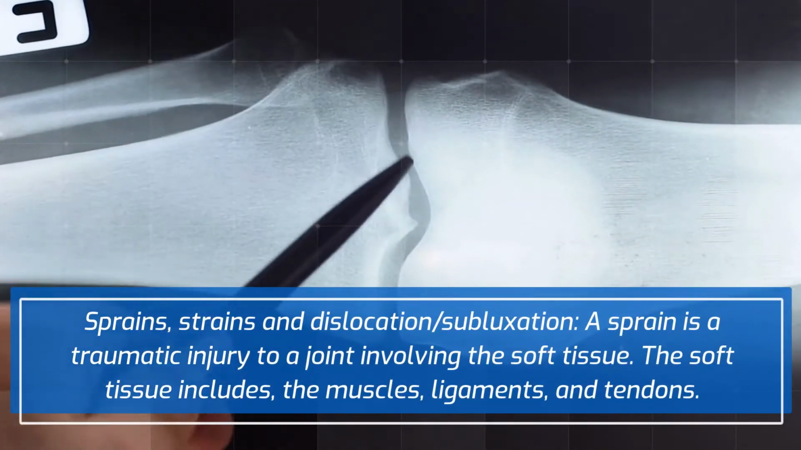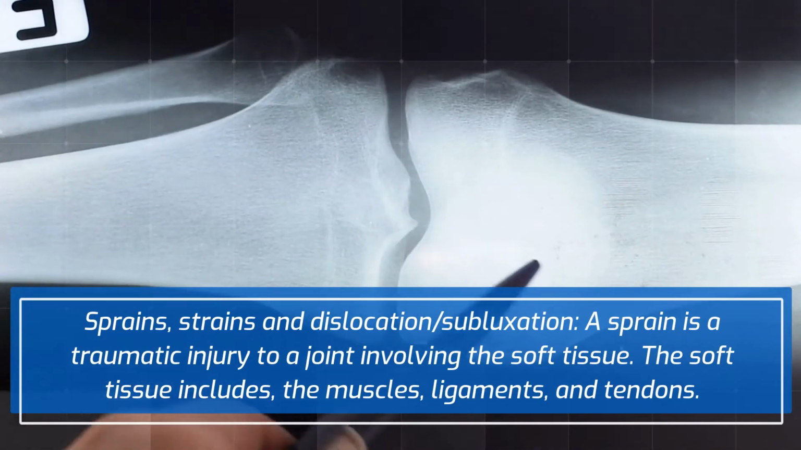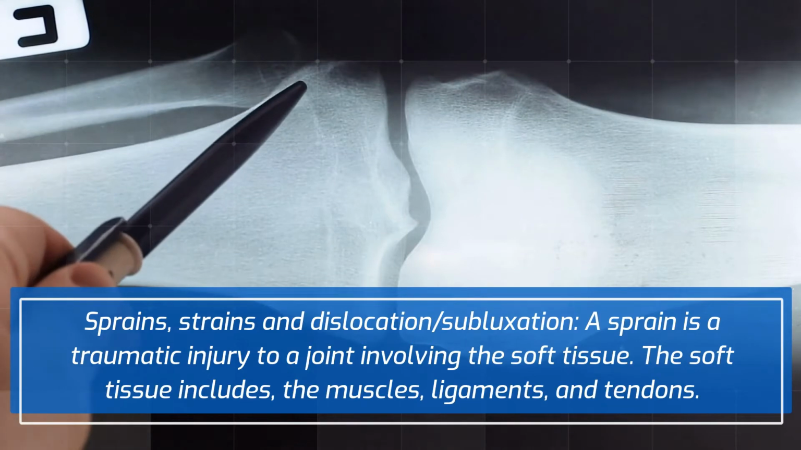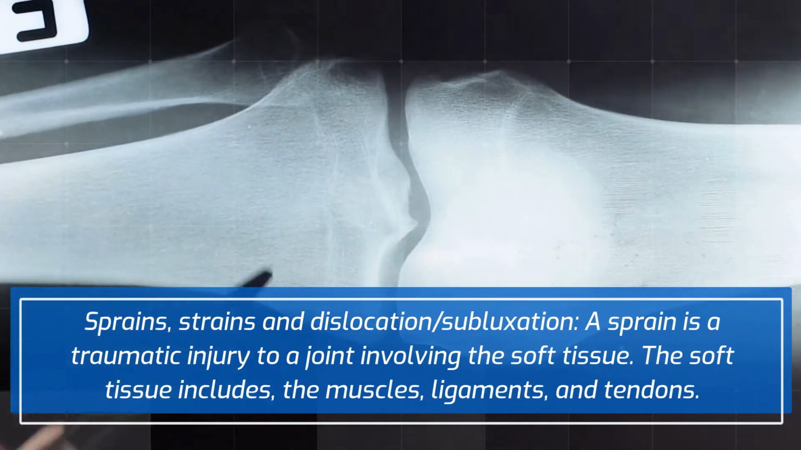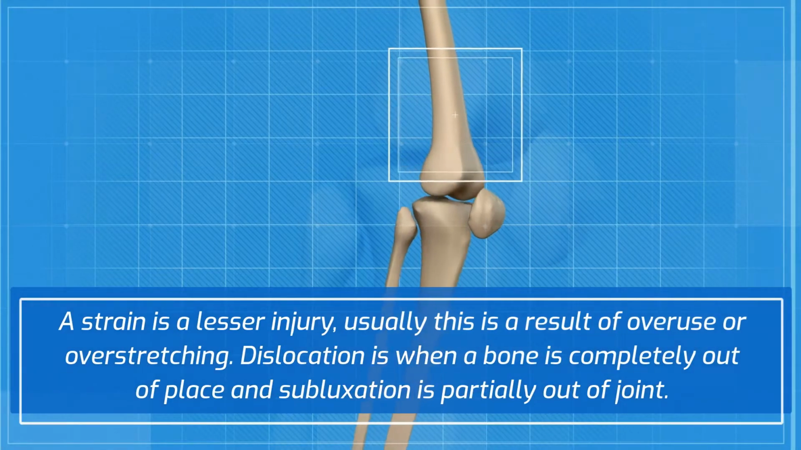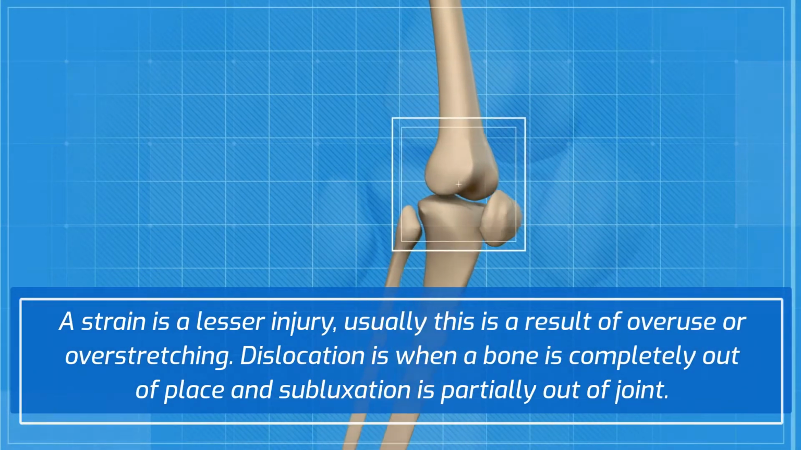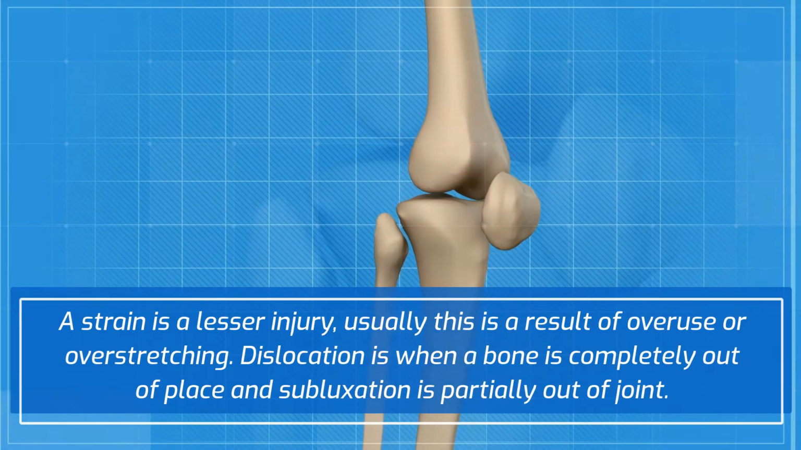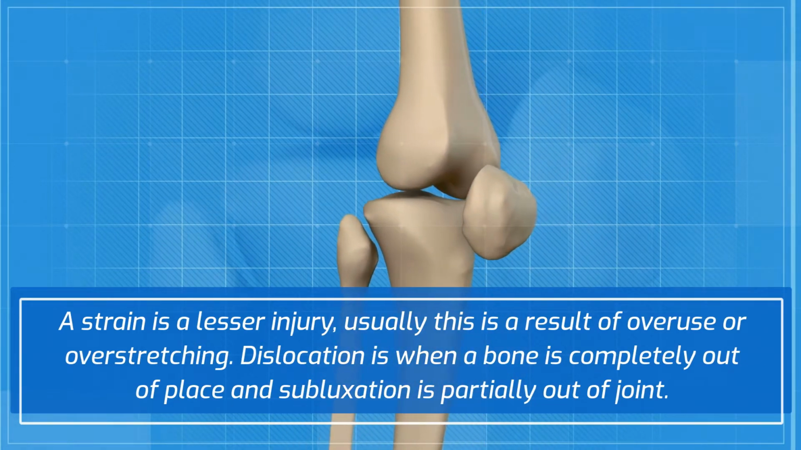Sprains, strains and dislocation/subluxation. A sprain is a traumatic injury to a joint involving the soft tissue. The soft tissue includes the muscles, ligaments, and tendons. A strain is a lesser injury, usually a result of overuse or overstretching. Dislocation is when a bone is completely out of place and subluxation is partially out of joint.